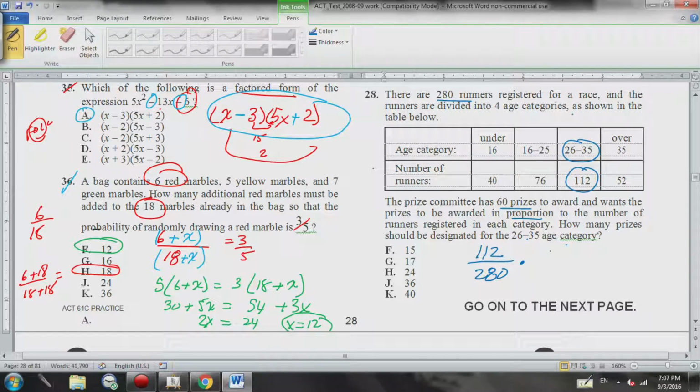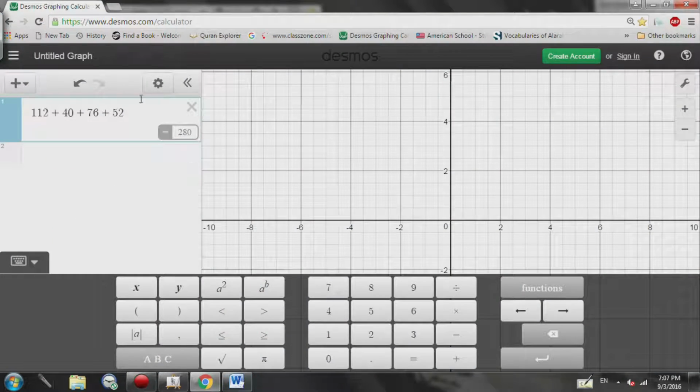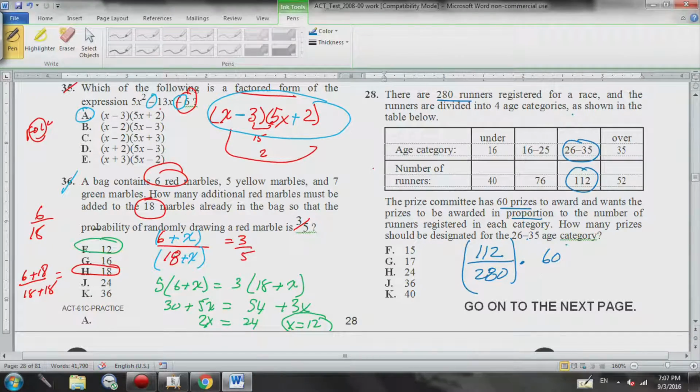And then you have 60 prizes, so you have to do this. Okay. So 112 over 280. So 112 divided by 280, and then times 60, 24. So you're going to have to give these folks 24 prizes. That's the biggest group. So that's this over here. Okay, 29.